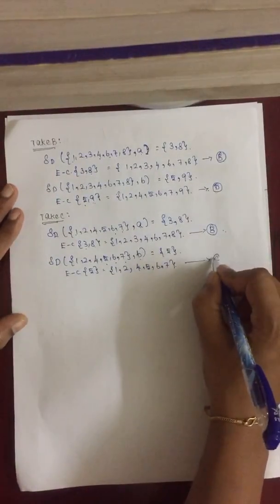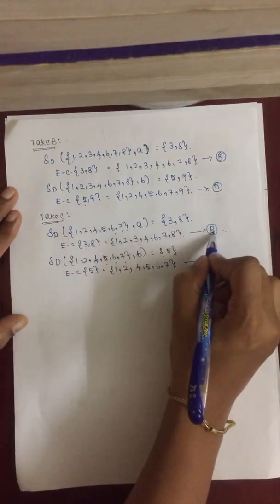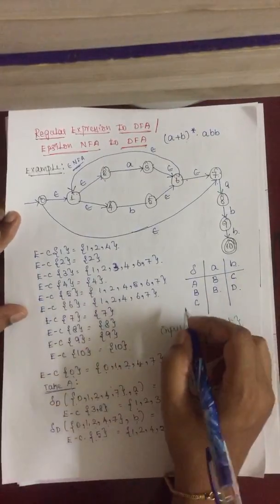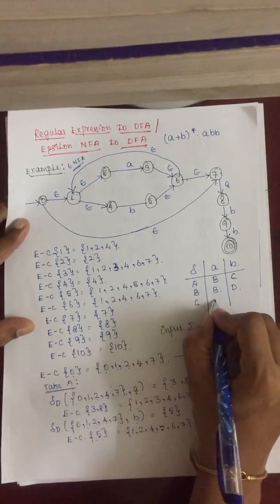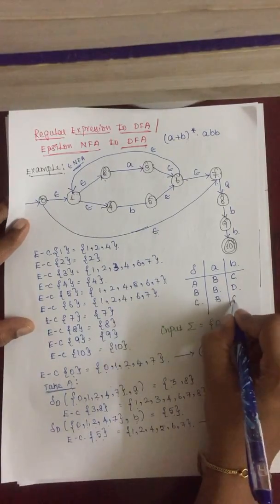So we can name it as state C. It means C with input symbol A is going to the state B, and C with input symbol B is going to the state C. So you can fill the transition table here: C with input symbol A, it is going to the state B. C with input symbol B, it is going to the state C.